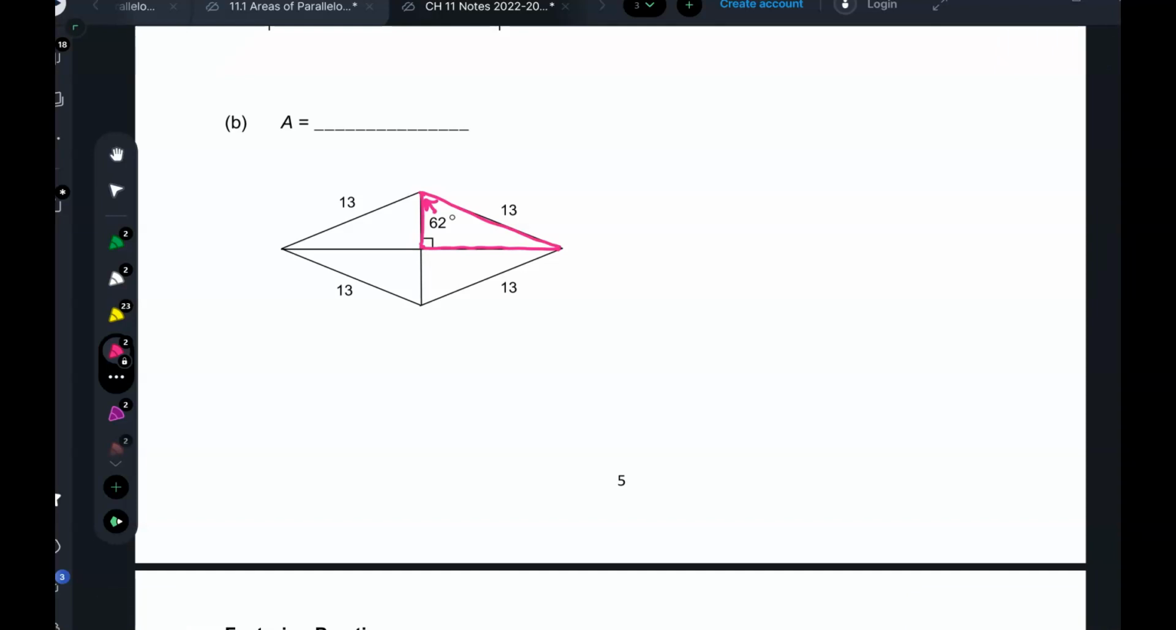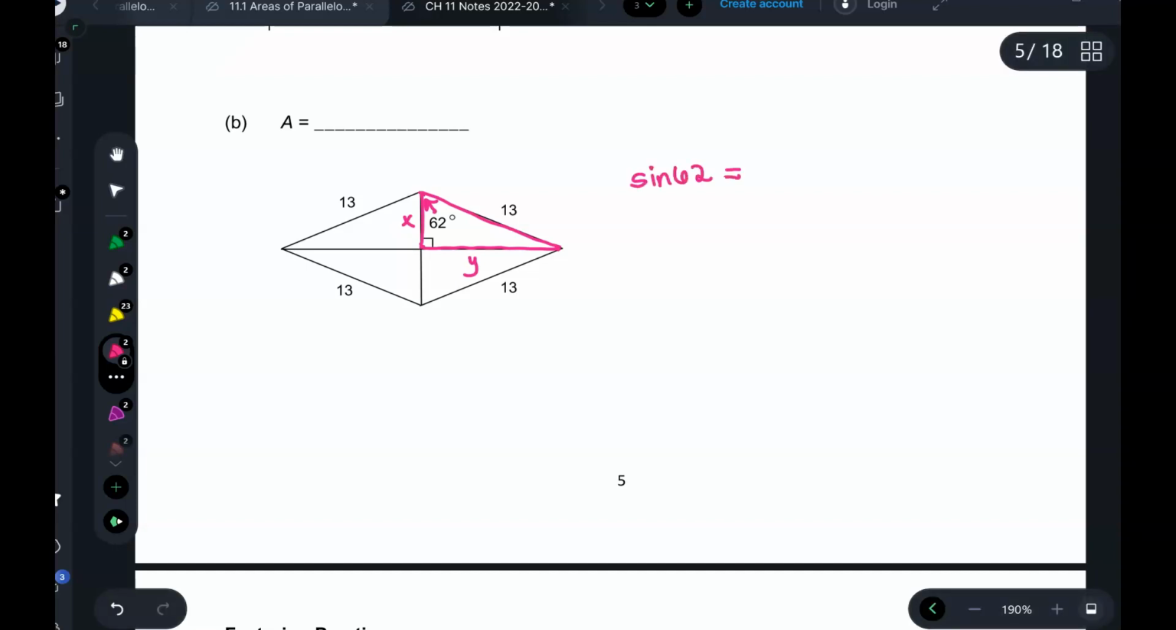All right. We have two different measures that we're looking for here. Maybe we'll call this X and this one Y. It doesn't matter which one we solve for first. You want to solve for X or Y? Y. Okay, so that would make it sine 62 equals Y over 13. Sine because Y is opposite. 13 is the hypotenuse. SOHCAHTOA, right?